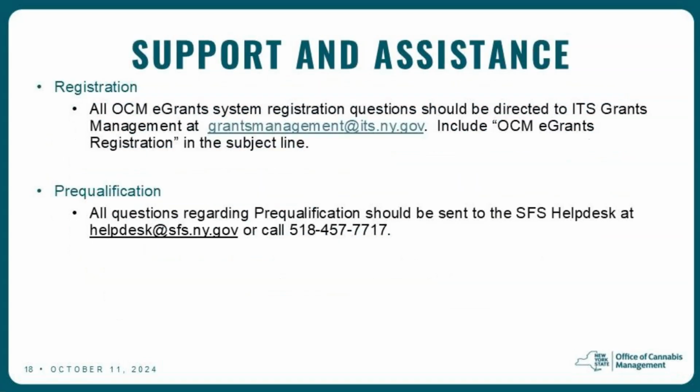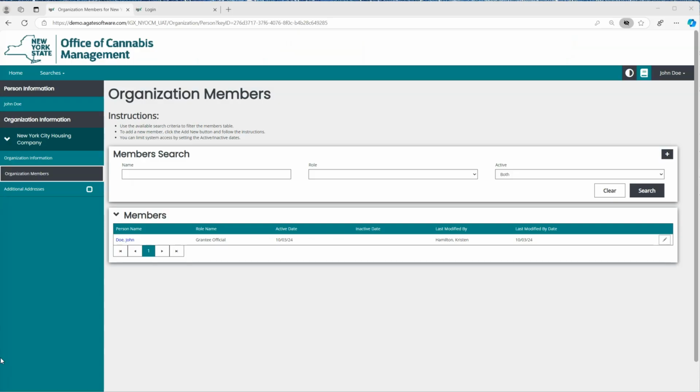As mentioned before, there is a wealth of support and assistance available to organizations interested in applying to grants. If you require assistance regarding registration, all OCM E Grant system registration questions should be directed to ITS Grants Management at grantsmanagement@its.ny.gov. Please include OCM E Grants registration in the subject line. Pre-qualification questions can be addressed by contacting the SFS Help Desk. They can be emailed at helpdesk@sfs.ny.gov or called at 518-457-7717.